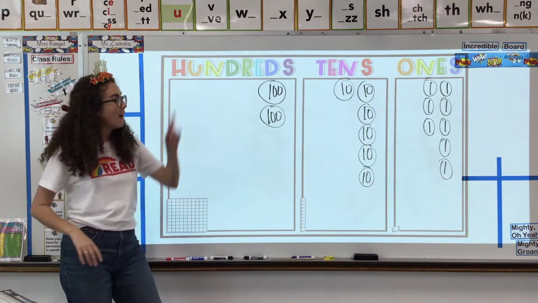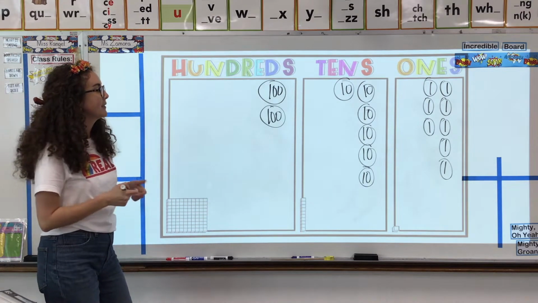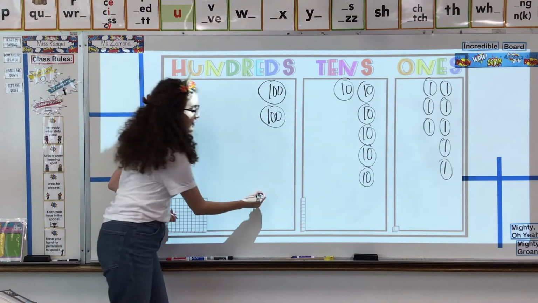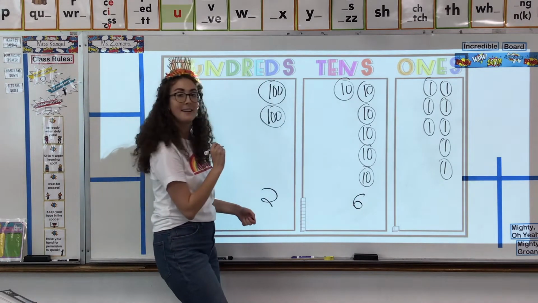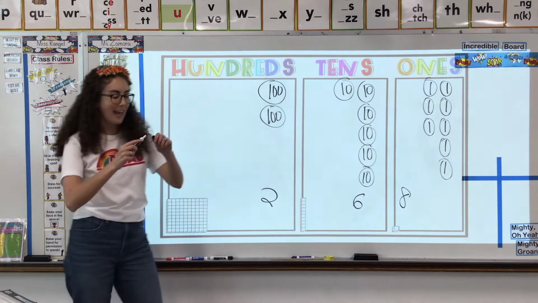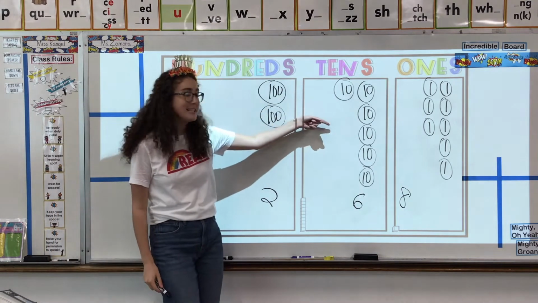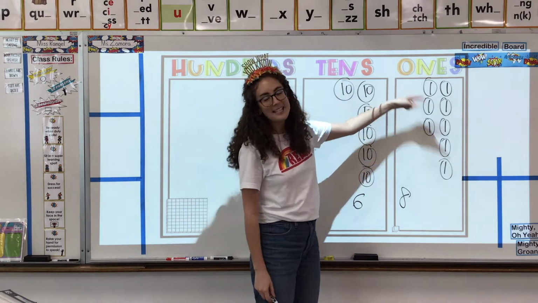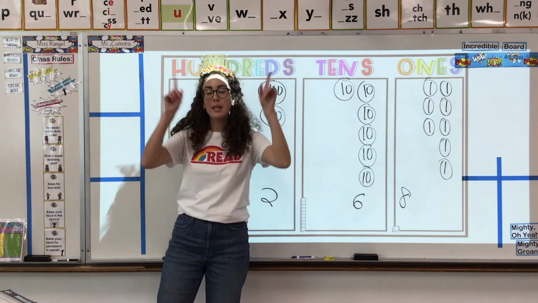And final one. What number do you see up here on the board? What number is this? 268. 268. And how many hundreds? 2. How many tens? 6. And how many ones? 8. Exactly. Good job. Okay, so I've been drawing and you've been watching.